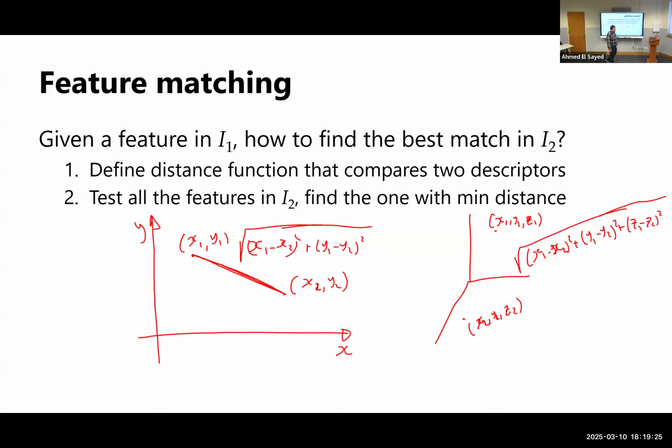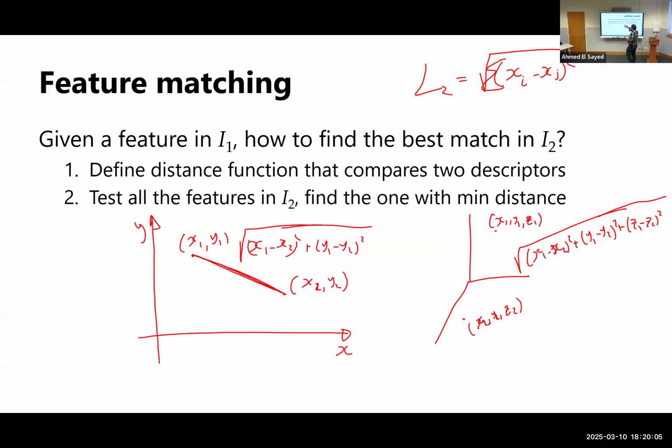What if I have 4D? Same thing. 5D, same thing. So I can generalize this to be the square root of the summation of xi minus xj over all the i and j, squared. This is a generalized Euclidean distance. It can have the symbol L2, or be called Euclidean distance. So it has different names.